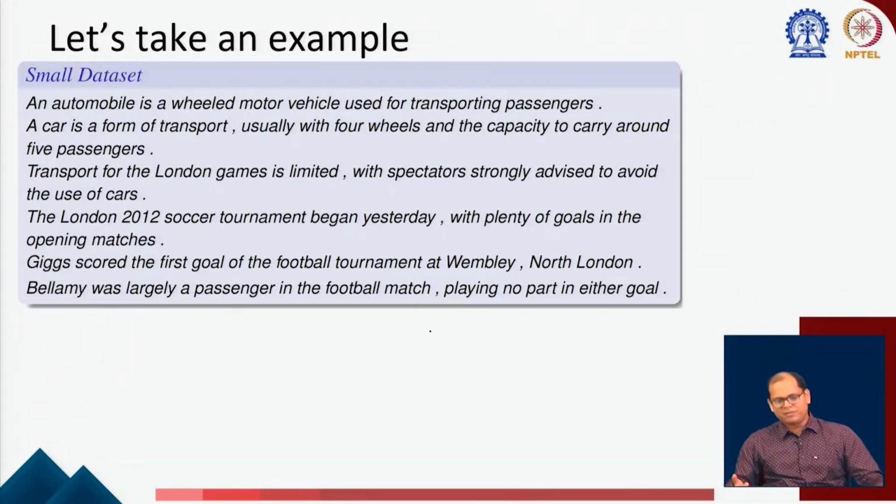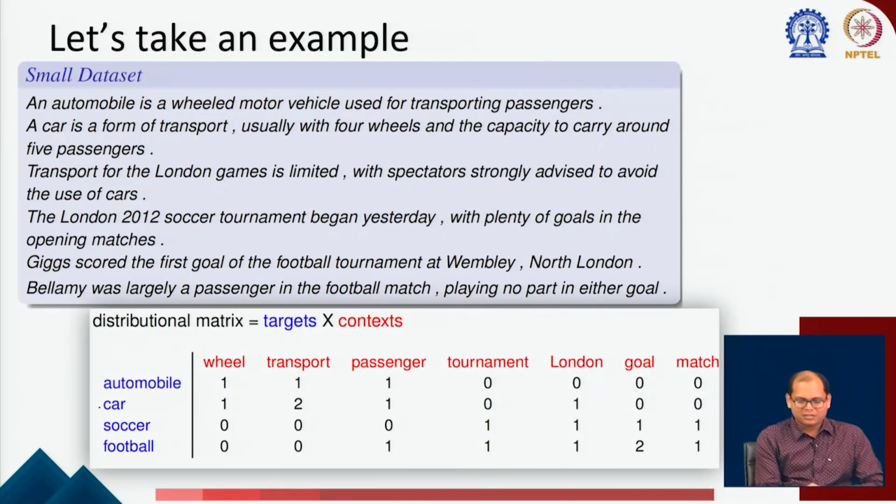Like take this example, we have a small data set with 6 sentences, and let's say we want to find the vectors for some targets like automobile, car, soccer and football. In general we define all the words as context, but just to convey this point, we have taken 7 words: wheel, transport, passenger, tournament, London, goal and match. So what I will do next, and let's say my context window is the entire sentence. Sentence is my context window.